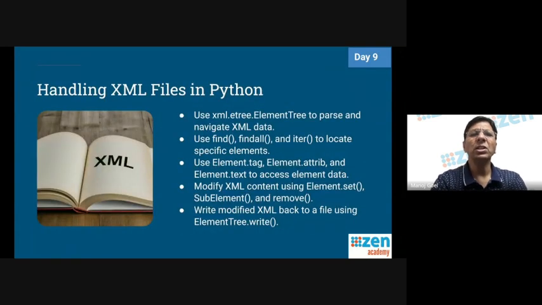In XML, we use xml.etree.ElementTree to parse and navigate XML data, using findall and iterating. We use element.tag, element.attrib, and element.text to access the element data. Modify XML content using element.set, SubElement, and remove, and write the modified XML back to a file using ElementTree.write.